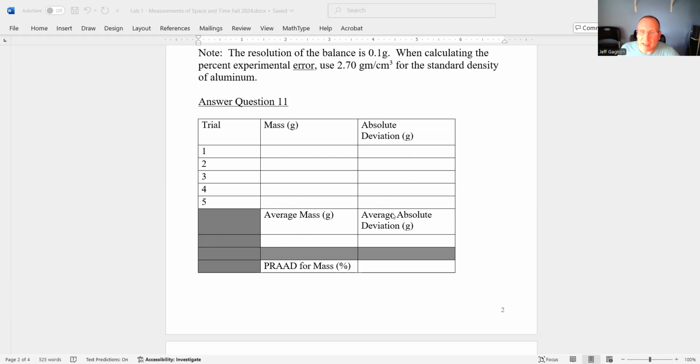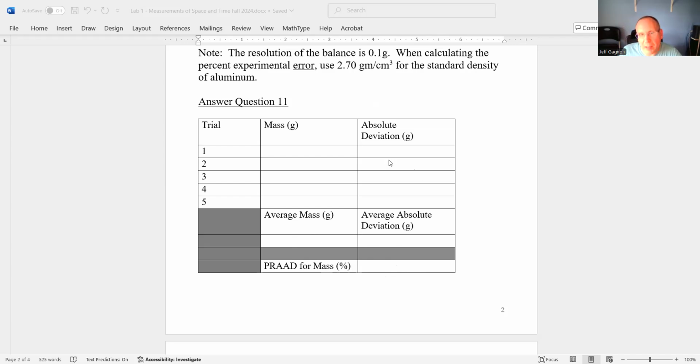But then when you average these, remember you can't just use 0.0 here. You have to use at least the resolution of the instrument for your average absolute deviation. If you don't remember that, refer back to the video on Prad. So remember, Prad can never be 0%. So you have to use at least the resolution of the instrument here for the average absolute deviation, which in this case is 0.1. So now to calculate Prad for mass, it's going to be 0.1 divided by your average mass times 100, and then that'll be your Prad for mass.